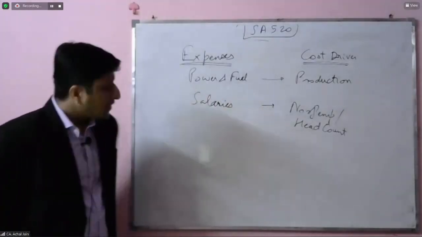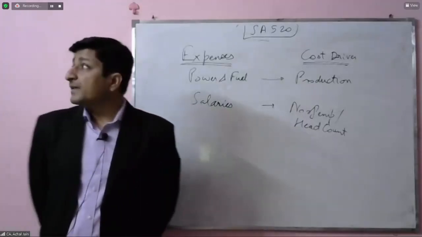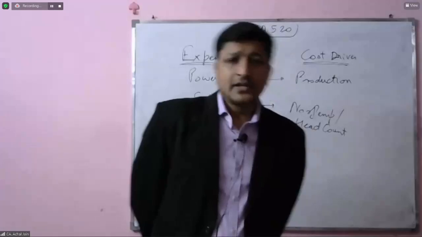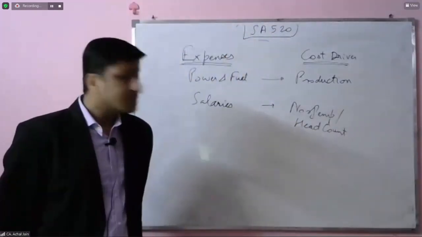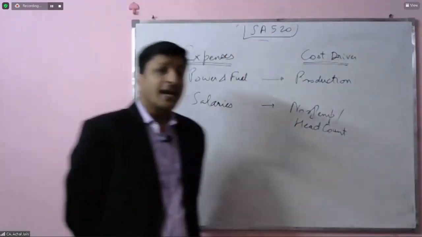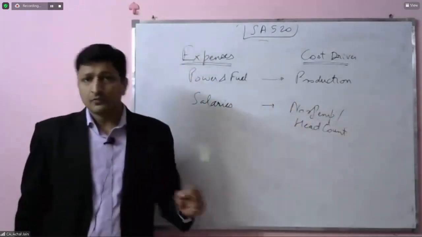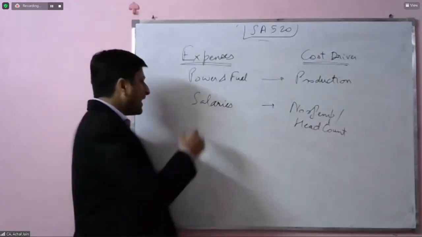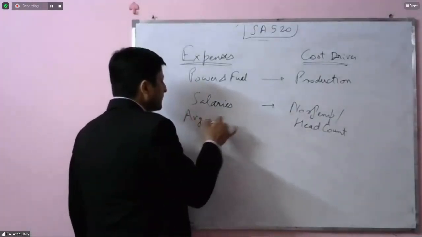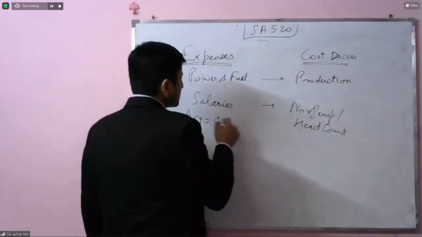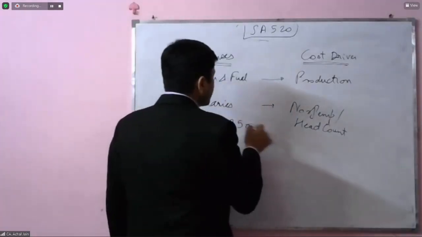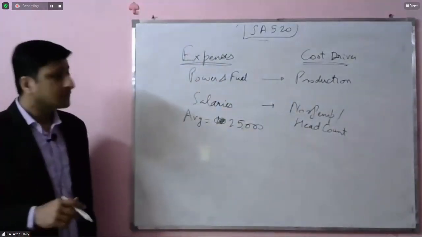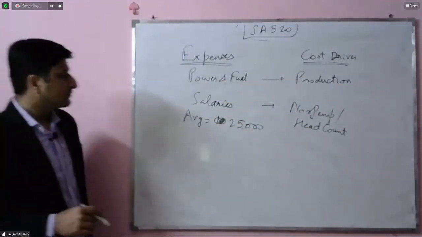If the number of employees increases, then definitely this expenditure will increase. If the number of employees decreases, then definitely this expenditure will decrease. But this may not be in direct linkage to the number of employees. Why? Let's suppose the average salary per employee was 25,000 in the previous year.